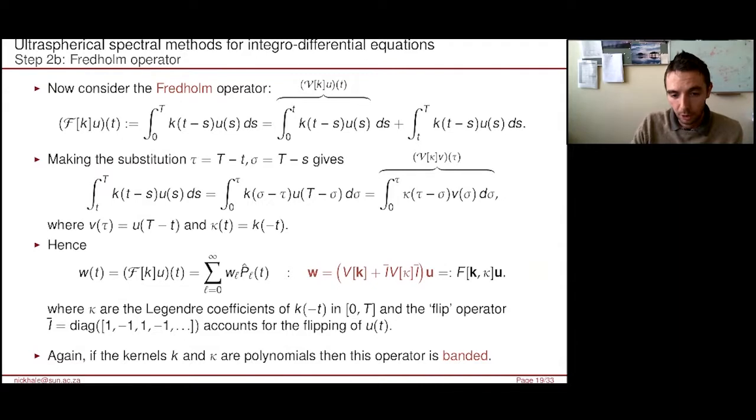We can use the same approach as before, and we end up with this. Here we end up with an infinite dimensional operator, which gives me the coefficients of this Fredholm operator acting on the Legendre series. It is exactly the same matrix V we had before from the Volterra case, plus a slightly shifted version of the same thing. So again, the key thing is we end up with a banded linear operator that we can include on our right-hand side to approximate this Fredholm operator.